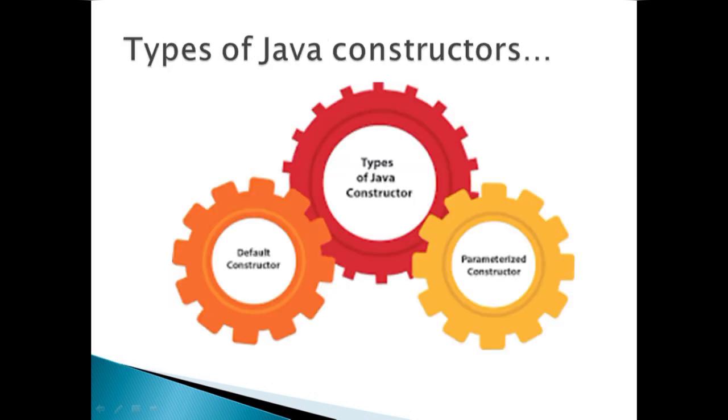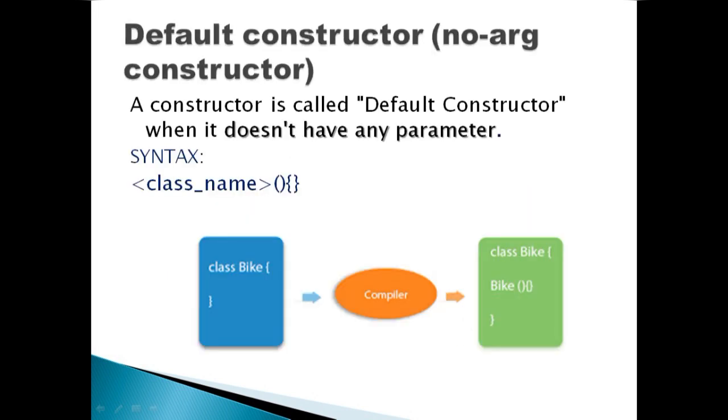Now let's come to the types of constructors used in Java. There are two types. The first one is default constructors and the second one is parameterized constructors. Now let's see about these types in detail. So let's see about default constructors. A default constructor is something that doesn't have a parameter list inside the parenthesis.